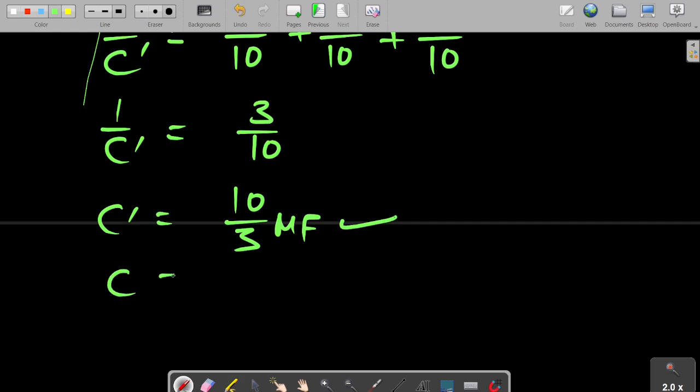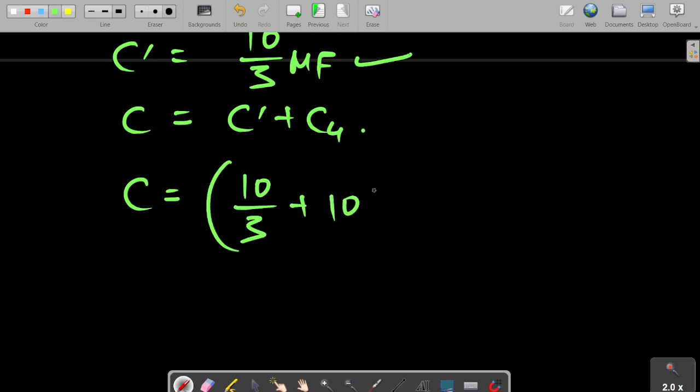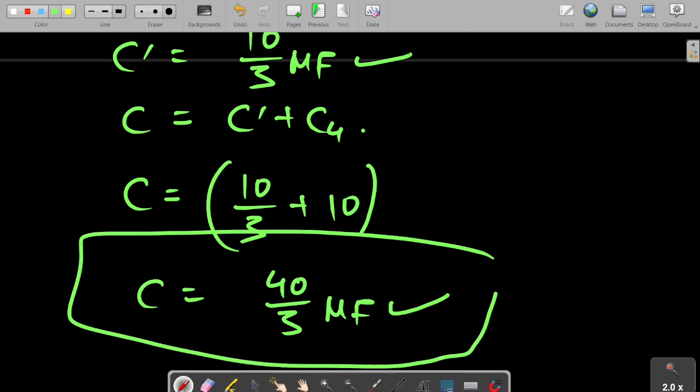So the equivalent capacitance will become C is equal to C dash plus C4. Now C dash is 10 by 3 and C4 is 10, both in microfarad, and if you simplify this, it becomes 40 by 3 microfarad. So we have got the equivalent capacitance of the network, and it is equal to 40 by 3 microfarad.